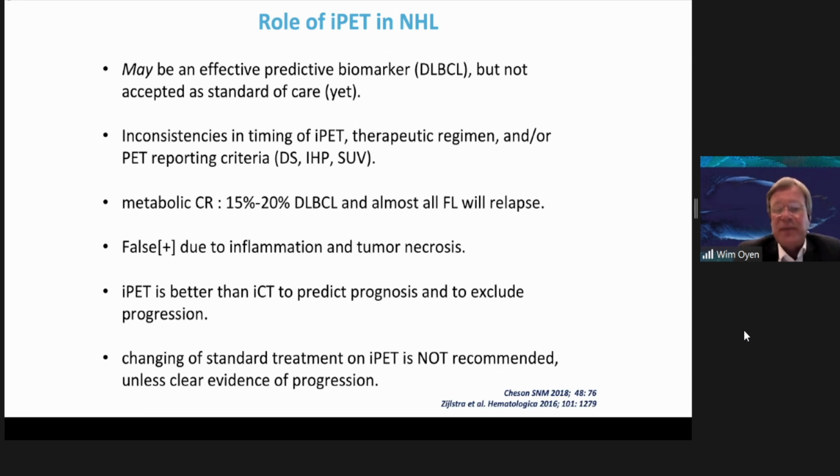In those patients with a metabolic complete response in the diffuse large B-cell lymphomas, some 20% of the patients will relapse, but also almost all patients with follicular lymphoma will relapse. We have to be careful with false positives due to inflammation and tumor necrosis. Nevertheless, if you perform interim scanning, the interim PET is better than just CT to predict the prognosis and to exclude progression. However, changing of standard regimen on the interim PET is not yet recommended unless there is clear evidence of progression.